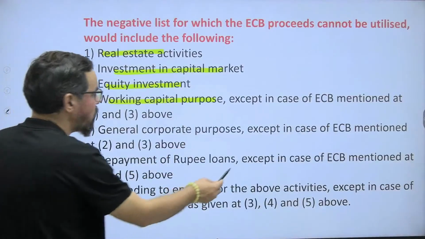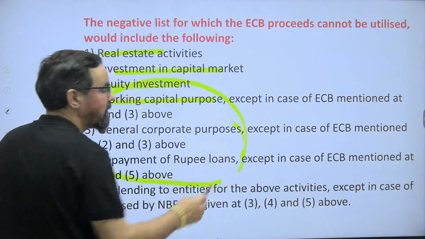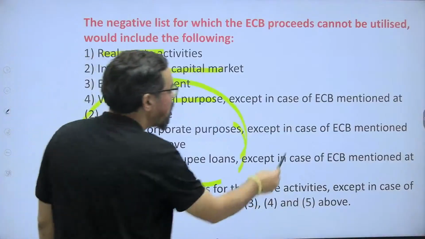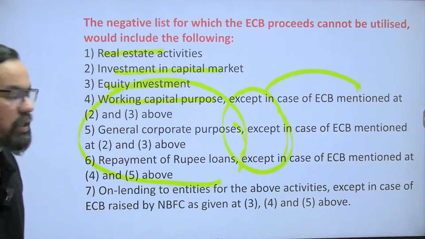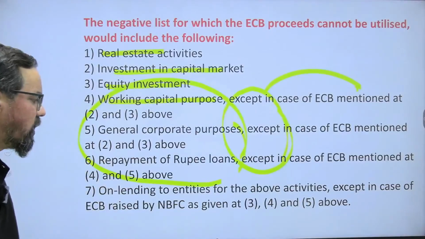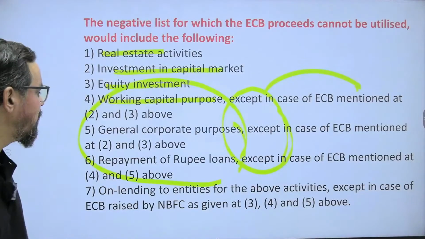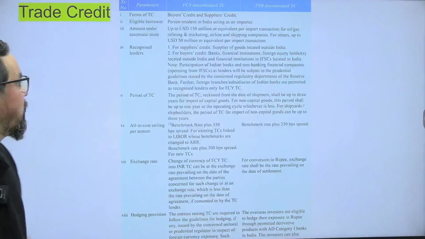But they can do so if they have foreign equity partners. If they have some foreign equity partners in their company, then these can be used for general corporate purposes also, or for repayment of rupee loan and others.